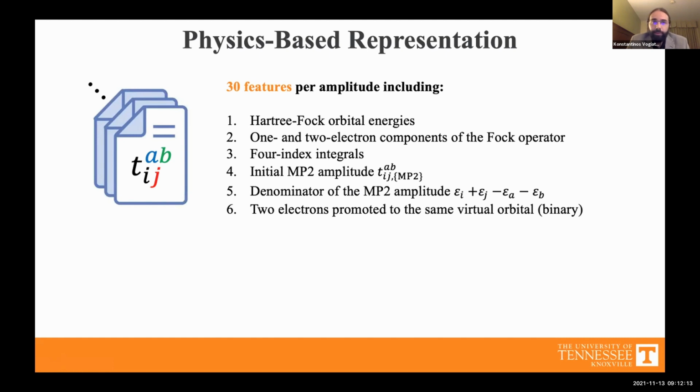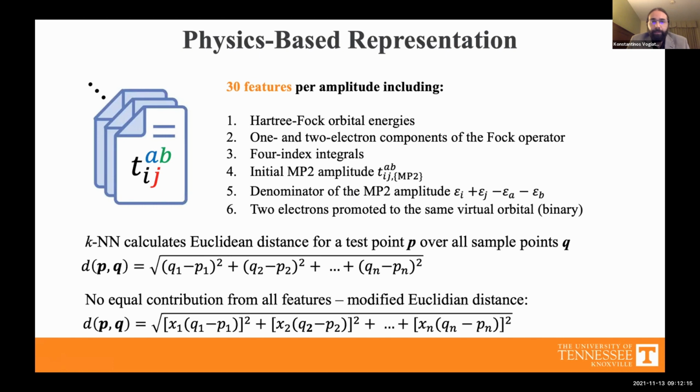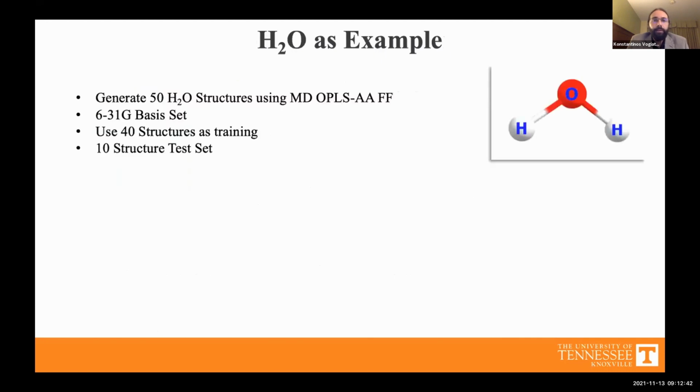For testing purposes, we began with k nearest neighbors. And since we knew that particular features have more importance than others, what we did at the very beginning was to use a small set of water molecules and introduce a hyperparameter on each feature. We trained this model, we optimized the values of these hyperparameters, and we do not touch them anymore. So we consider this as part of the model.